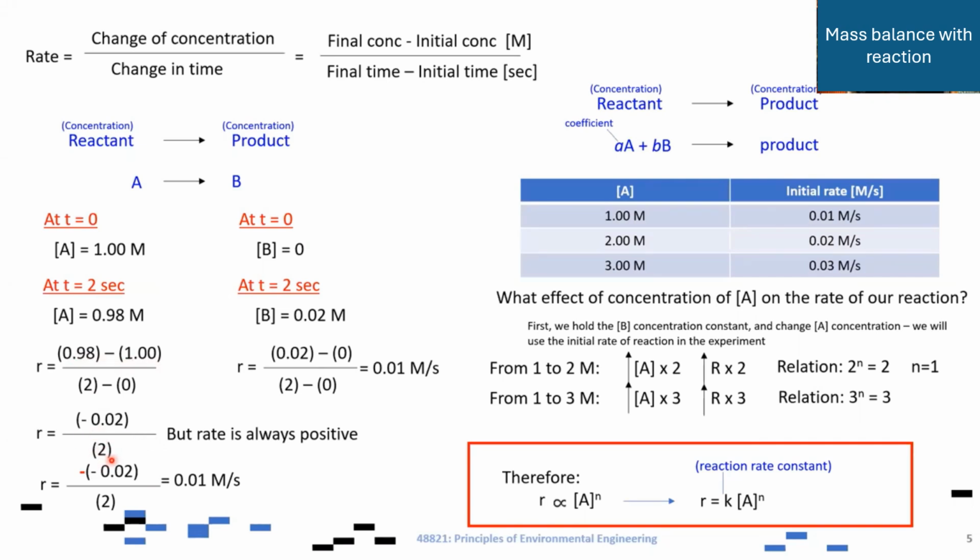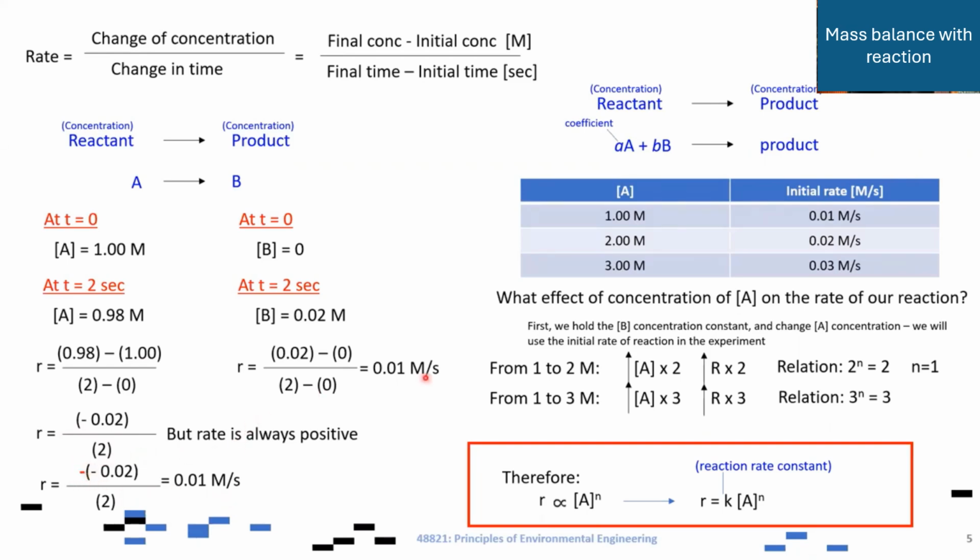But in chemistry, the rate of reaction is always positive. So in this case, the negative here, you need to make it positive. So you add one more negative sign here. Negative times negative is equal to positive. So now the reaction rate becomes 0.01 molar per second. So you added the negative sign here.